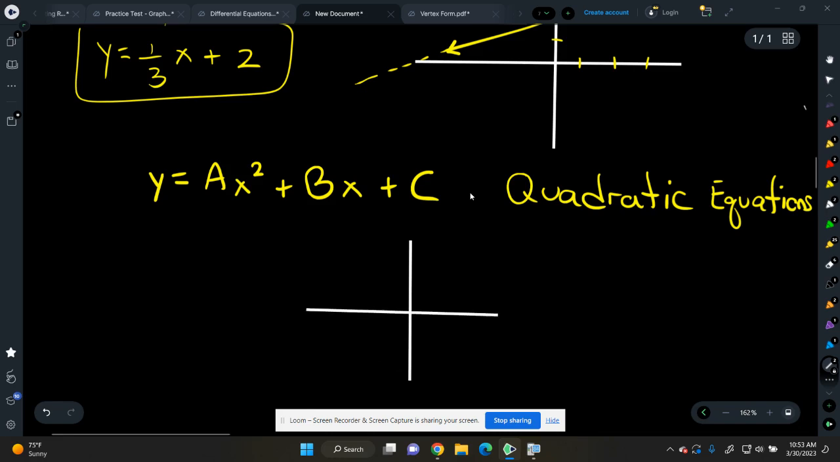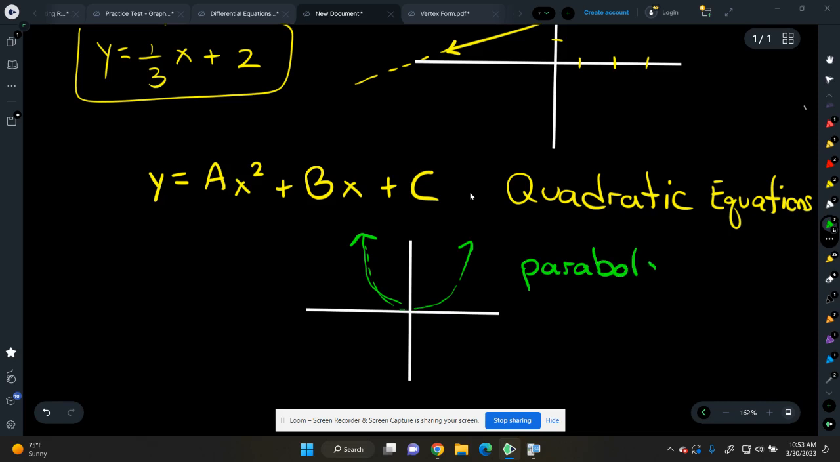Now, the shape of a quadratic equation, when I graph it, looks like, anybody know? A U. It looks like a parabola. It's called a parabola. It looks like a U. I like to say that it looks like a bowl because this is a really cool word and it's one of my favorite math words. Parabola. That makes me think bowl.